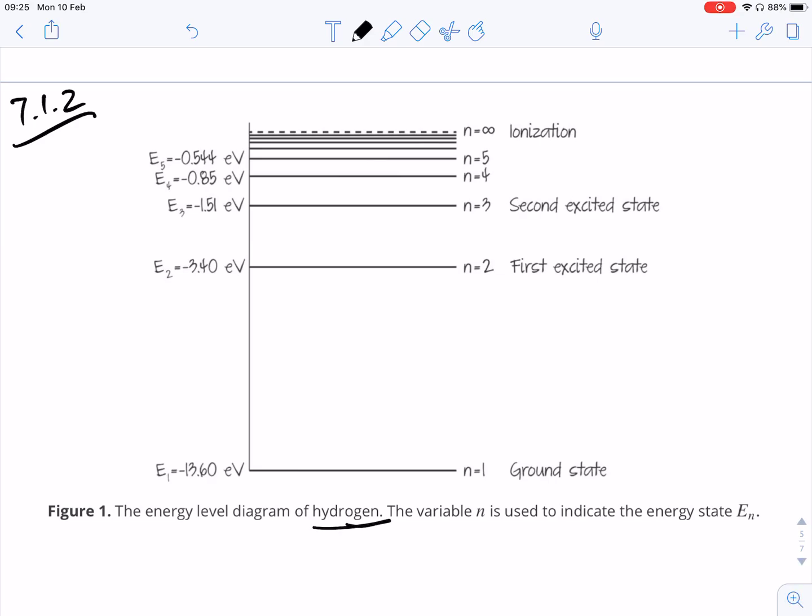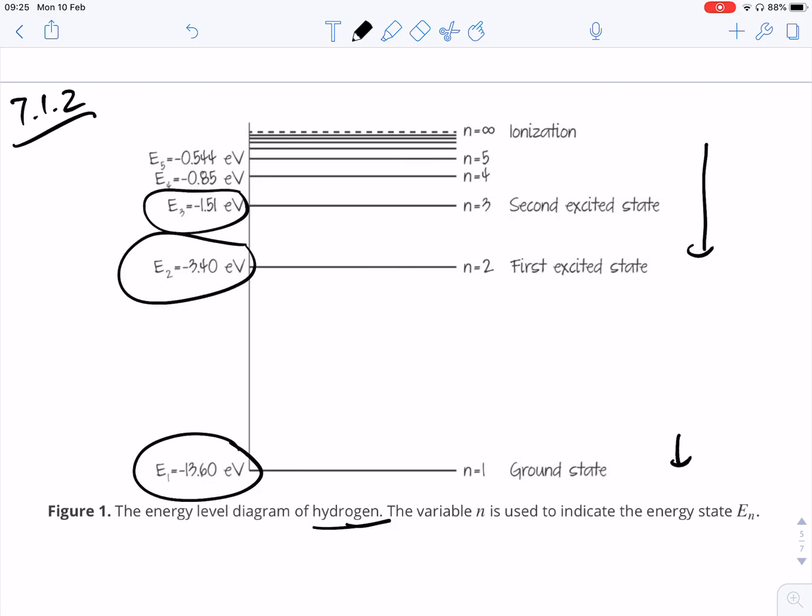So different gases will have different energy diagrams, and that just means that the excited states and the ground states would have different energy levels. And they may also have different numbers of excited states. So hydrogen here, we can see, has 5 potential excited states before ionization.